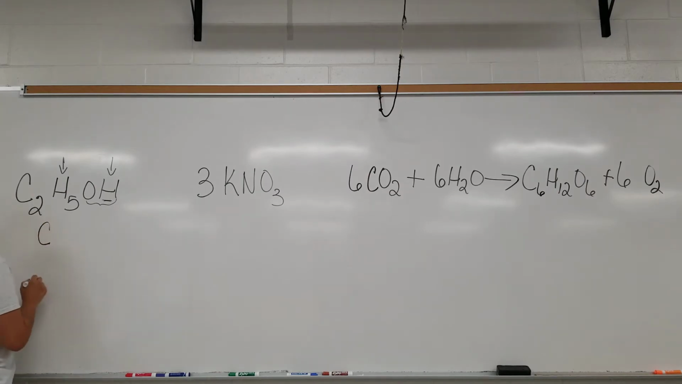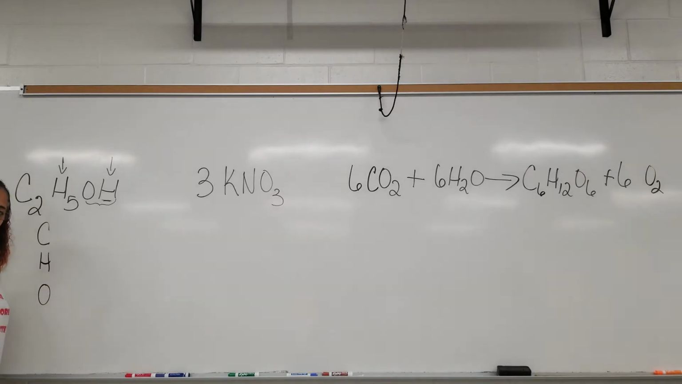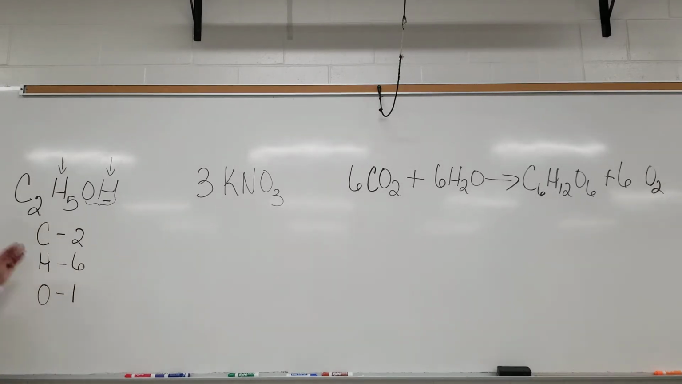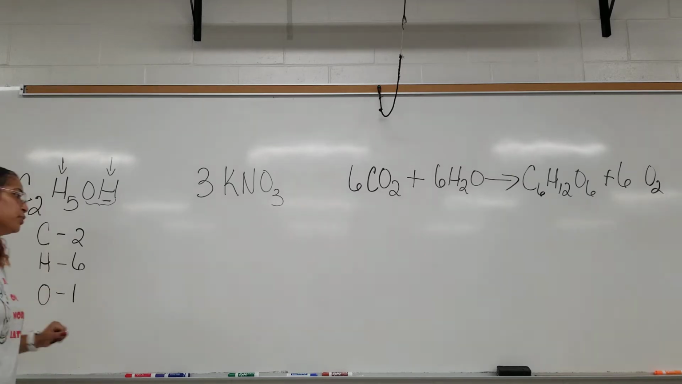So in terms of carbons, hydrogens, and oxygens that we have present, we have 2 carbons, 5 plus 1 is 6 hydrogens, and 1 oxygen. Now, in terms of how many of the molecule we have, there is no coefficient here, therefore it is understood that we have 1 molecule.